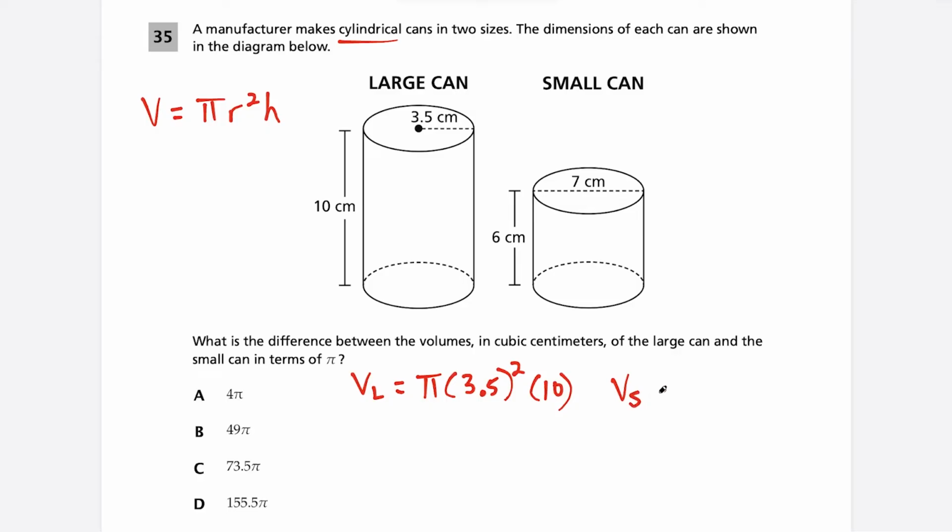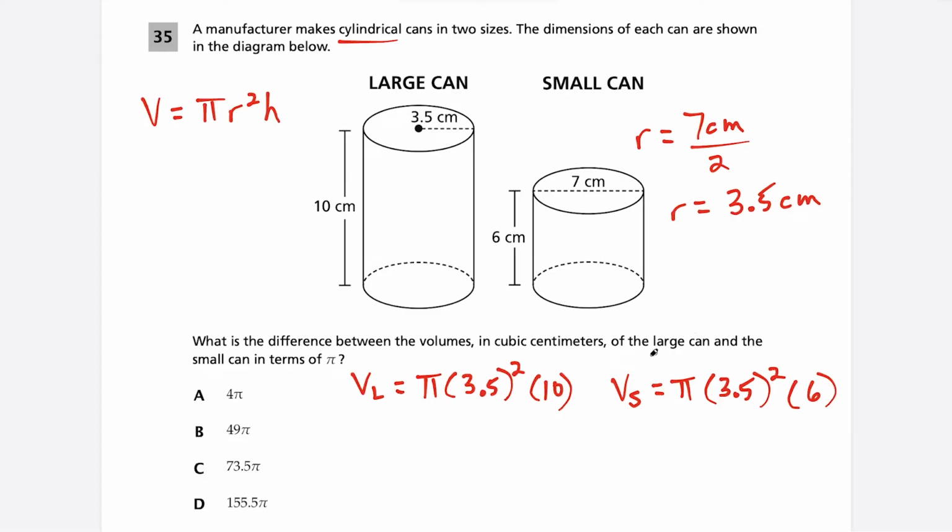Now, the volume of the small can, we're going to find using the same formula. So we have pi times the radius squared. But let's be careful here. Notice they gave us the diameter, the distance going all the way across. So to find the radius, I would have to take 7 centimeters and divide it by 2. So the radius would be 3.5 centimeters. Okay, and now from here, I'm just going to plug that into the formula. So I have the radius is 3.5, and it's being squared, and the height of the small can is 6 centimeters. So now I'm going to type these into the calculator and then subtract them.